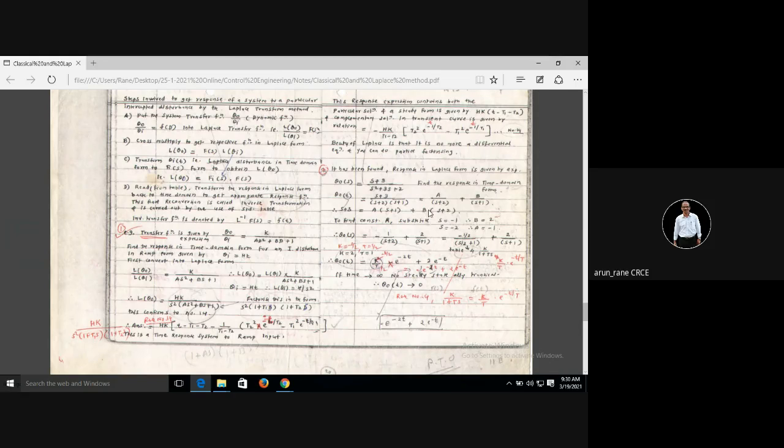So now you will have B into S plus 2 is equal to S plus 3. So if you compare it, this S plus 3 is equal to BS plus 2B. So on comparison, you will get B is equal to 2. Similarly now, when you find out A, you substitute S is equal to minus 2.